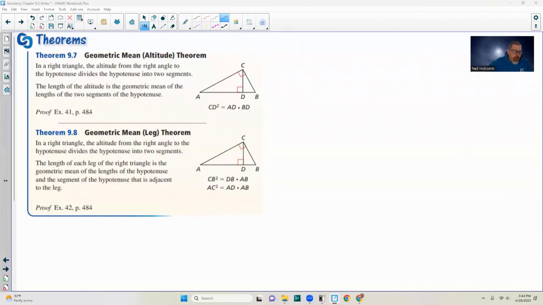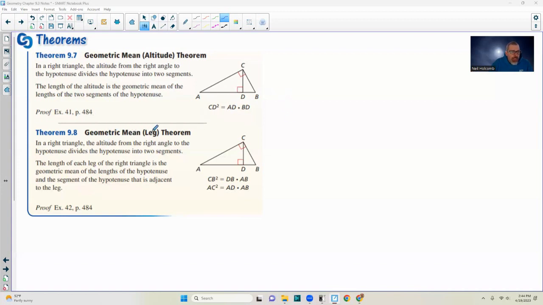Okay, we have 2 more theorems, 7 and 8. The geometric mean altitude theorem. In a right triangle, the altitude from the right angle to the hypotenuse, okay, CD, divides the hypotenuse into 2 segments, AD and DB. The length of the altitude is the geometric mean of the lengths of the 2 segments of the hypotenuse. So CD squared equals AD times DB. Wow, that's cool. Okay. All right, so we're going to get into that.